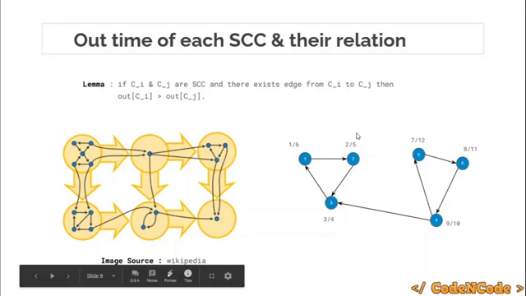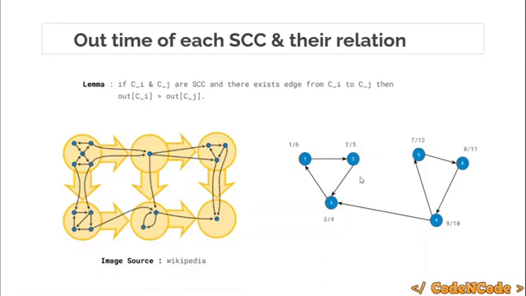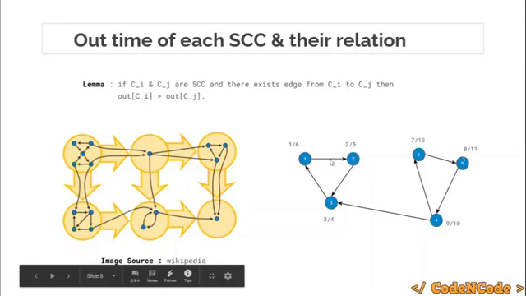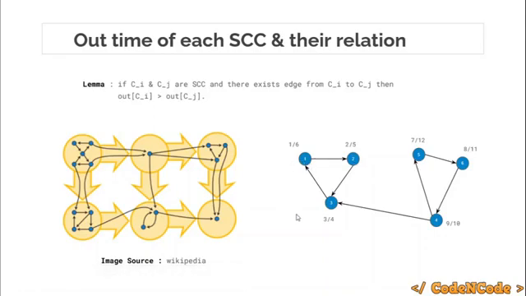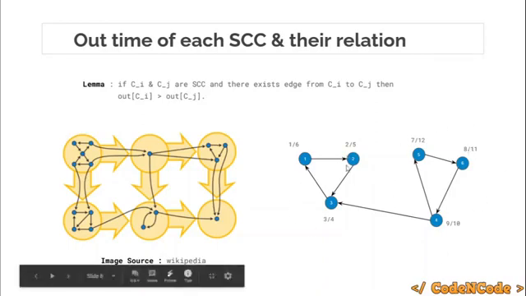Now since there is no edge from this SCC to this SCC, when you make a DFS call to this SCC, all of these nodes will get visited and none of these nodes will get visited. So once you make a DFS call to any node of this SCC, the whole SCC will get visited and you will return to the main function from where you made the DFS call. And then after completing this, you would make another DFS call now to this SCC. You try to make a DFS call to 2, but 2 is already visited.